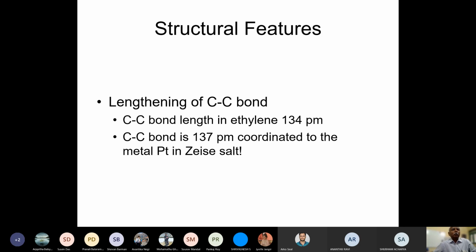So the carbon-carbon bond is only slightly elongated, as in the Zeiss complex. The Zeiss complex was the first olefin complex that was studied, but it is not necessarily a classic organometallic olefin. I will explain why this is a unique system.